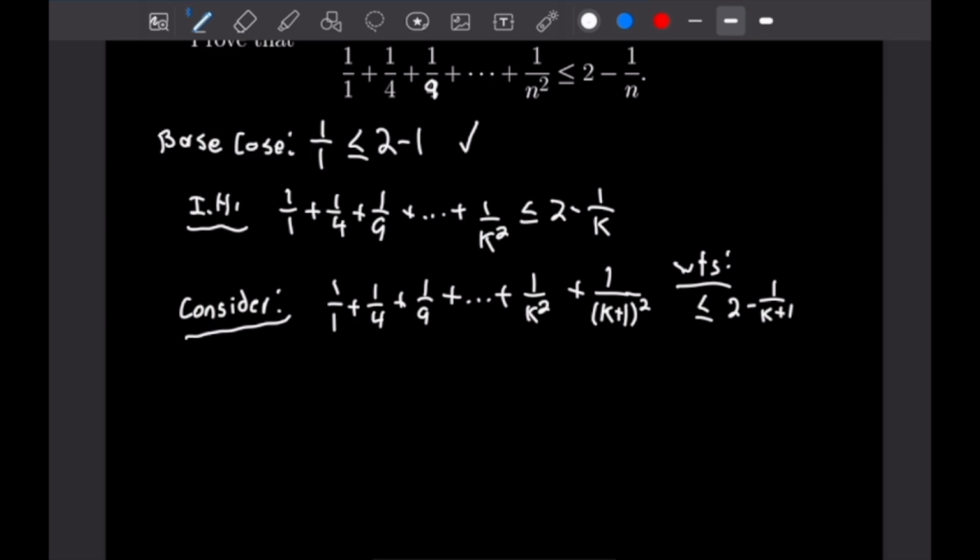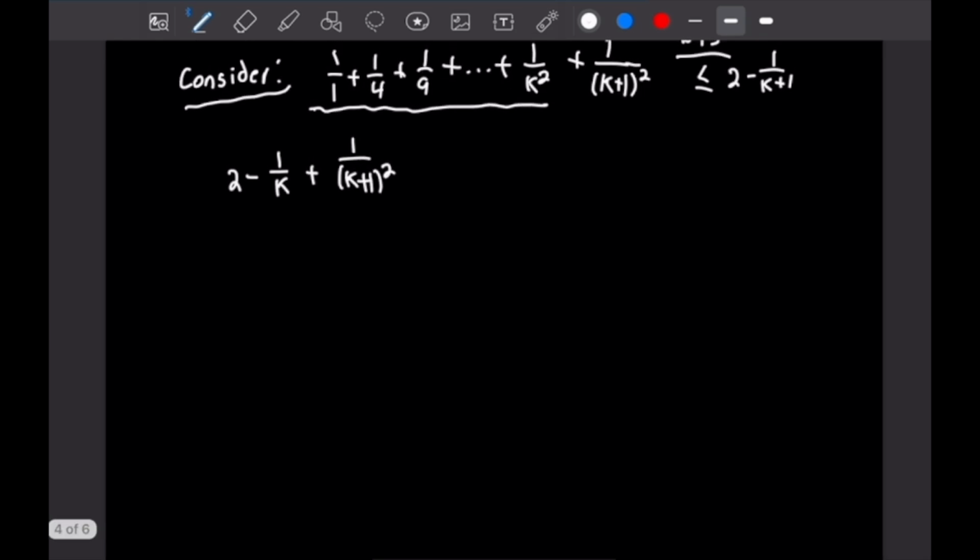Great. So from our induction hypothesis, we already know that this part is less than or equal to 2 minus 1 over k. So let's go ahead and make that substitution. So we'll have 2 minus 1 over k plus 1 over k plus 1 squared. Okay, great. So next, let's go ahead and combine our k terms here by getting a common denominator, which we're going to do by multiplying the 1 over k by k plus 1 quantity squared over k plus 1 quantity squared, and multiplying the right one by k over k. So let's go ahead and see what we get when we do that.